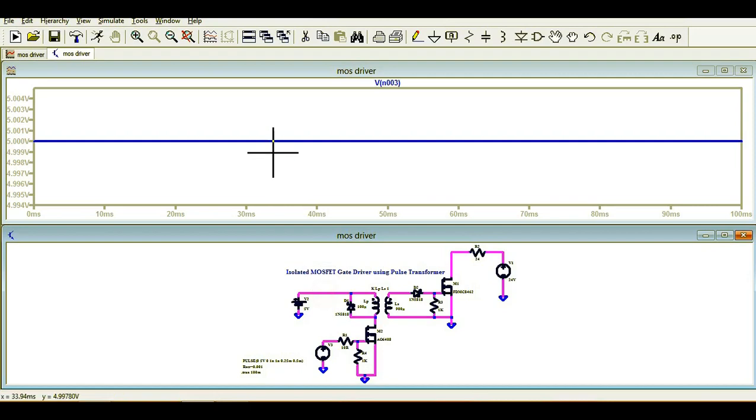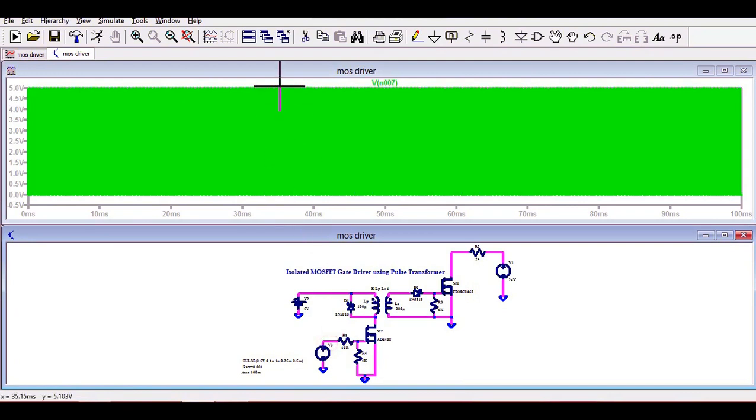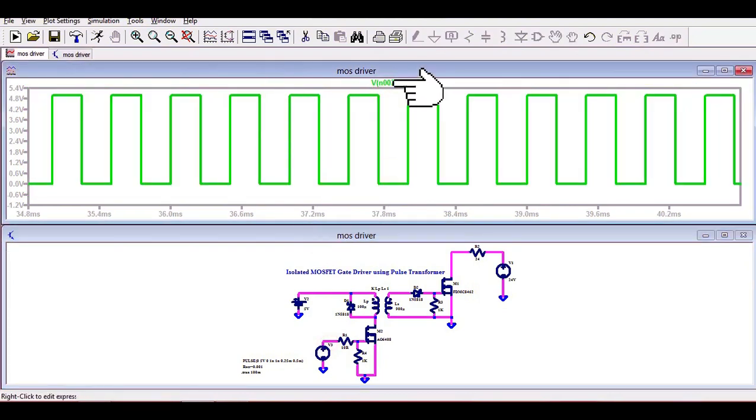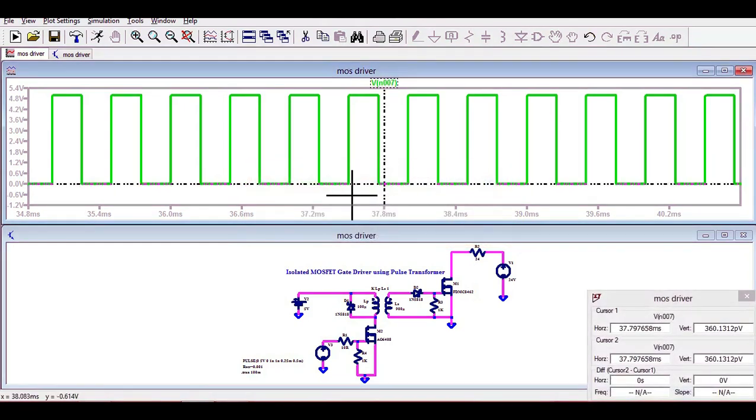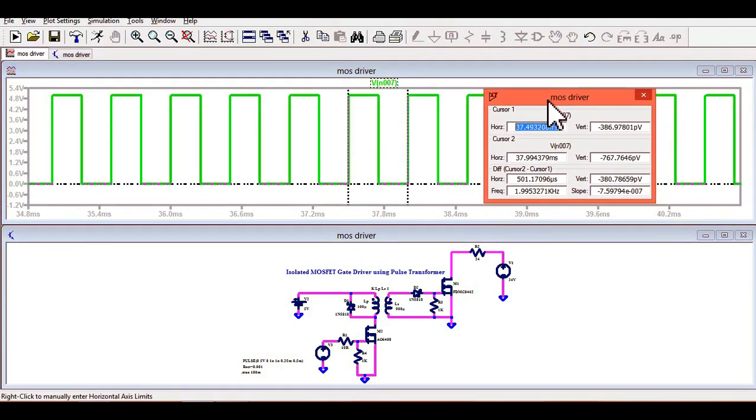So you can see here this is pure 5 volt, that means it is DC, and you can see here my PWM. Okay, so let me show you. The amplitude of this PWM is 0 to 5. You can see 0 here and 5 here, and maybe I can show you the frequency of my signal. You can see here it's 1.995, that is very close to 2 kilohertz.